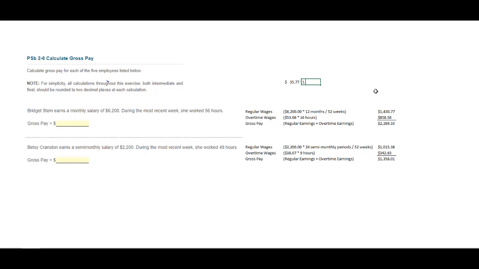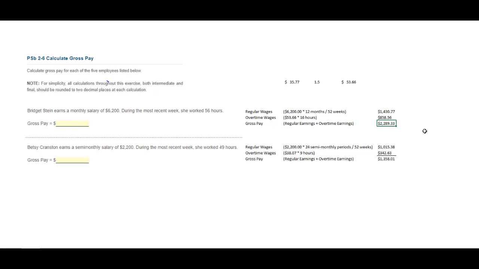We know overtime is times and a half, so that's 1.5. And we take 1.5 times the regular wage rate. That gets us the overtime wage rate. Now this is what we want: $53.66, the overtime wage rate. And we times 16 hours right here gets us $858.56. That's the overtime wage pay. So overtime wage pay combined with regular wage pay gets us the total gross pay.